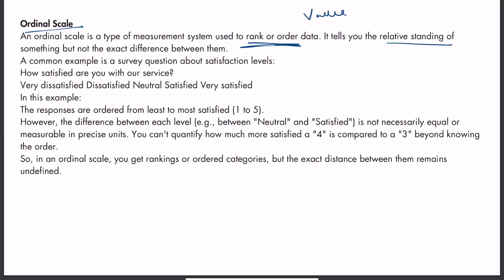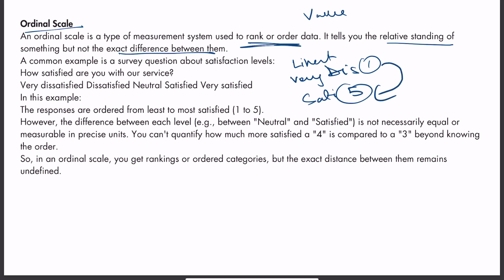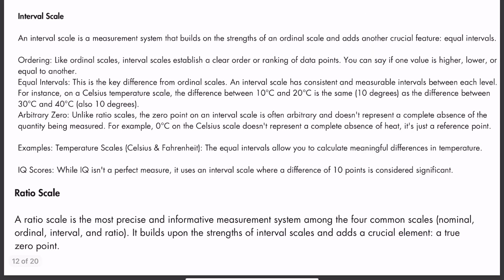It tells you the relative strength of something but not the exact difference between them, such as the Likert scale, very dissatisfied to satisfied. You know satisfied is better than dissatisfied, but you don't know by how much. It could be 10 times. It's qualitative, it's subjective, right? So that is ordinal scale. Although we know the rank, we don't know the exact strength, the ratio, the interval between two different variables under ordinal scale. Next, we have interval scale.